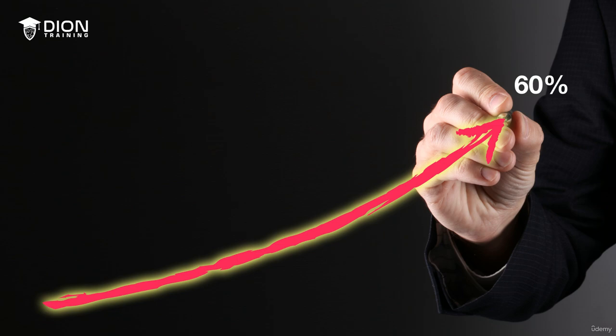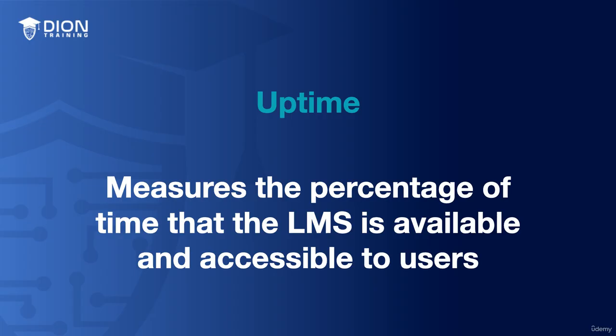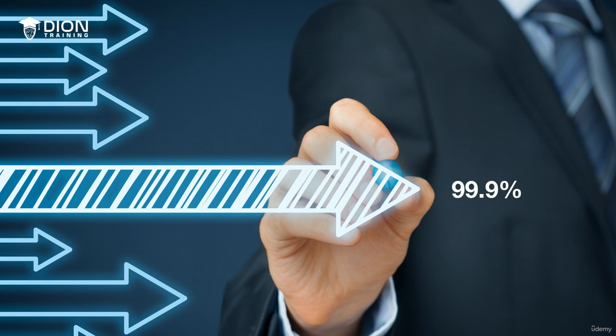Second, uptime. Uptime is used to measure the percentage of time that the learning management system is available and accessible to our end users. A high uptime rate indicates that the learning management system is reliable and that users can access it when they need to. Now, if the industry's average benchmark is set at 99% uptime, we may choose to set our own success criteria at 99.9% uptime, which means that we're going to outperform the industry average by 0.9%.